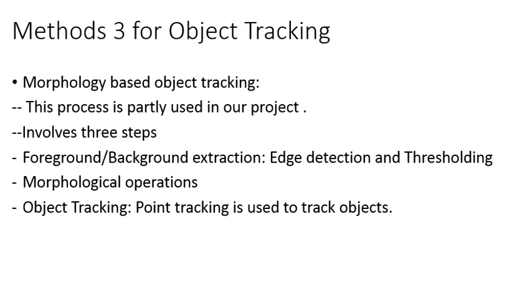Method 3 for object tracking. This process is partly used in our project. It involves foreground and background subtraction, which will be discussed in detail. Background subtraction, also known as foreground detection, is a technique in the fields of image processing and computer vision wherein an image's foreground is extracted for further processing, such as object recognition.